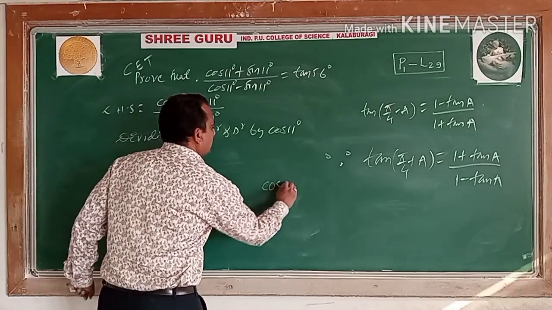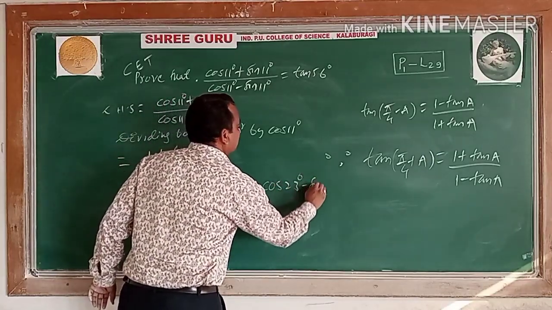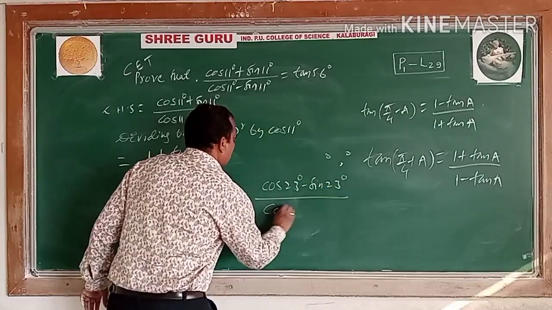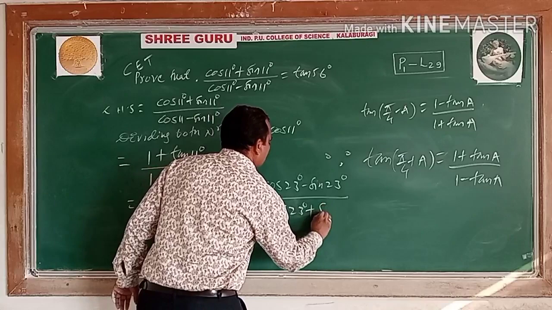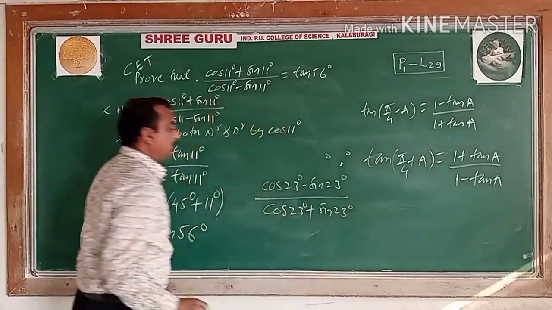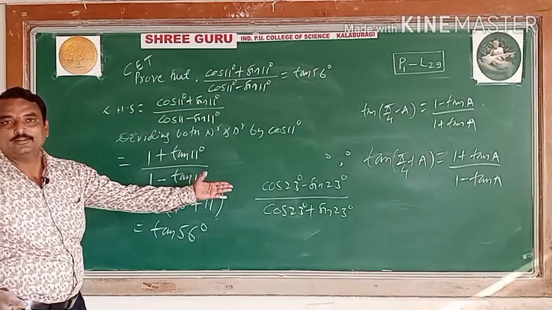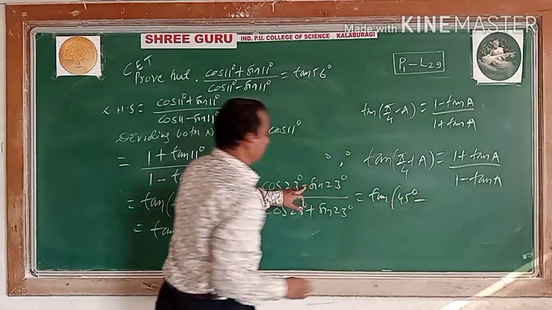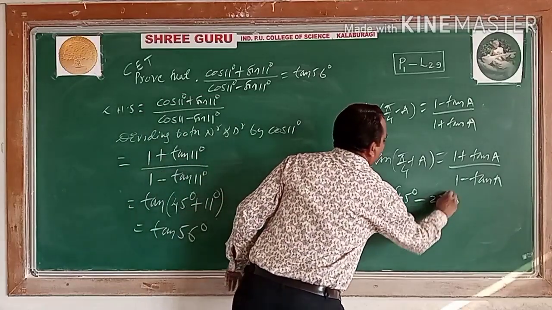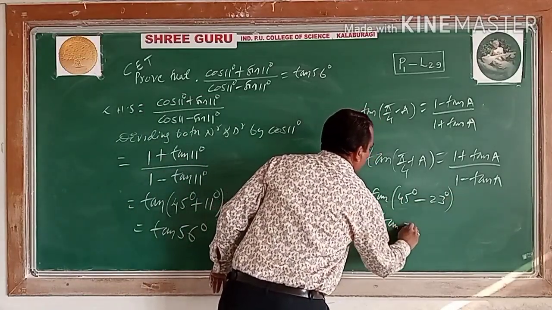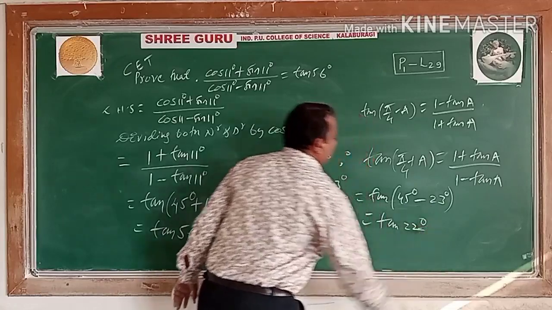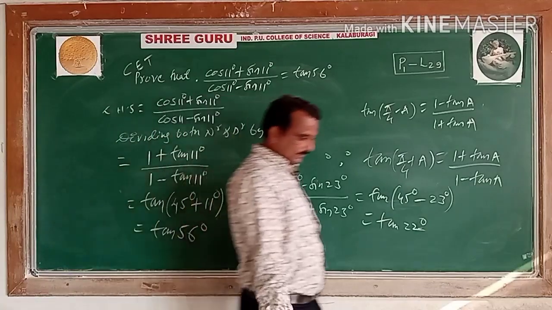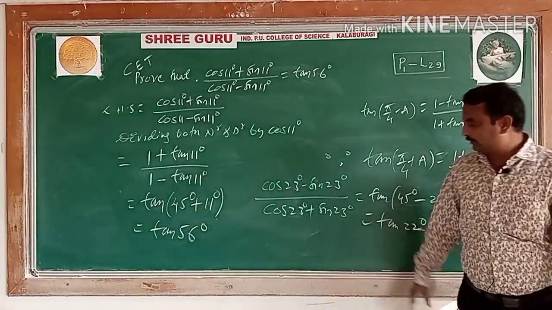Similarly, tell me: cos 23 degree minus sin 23 degree divided by cos 23 degree plus sin 23 degree. What does it become? 45 minus 23. Is it clear enough? Tan of 45 minus 23. How much does it become? Tan of 22 degree. Clear, all of you? Tan of 22 degree. Four options will be given like that in the CET examination. So this one is the CET examples.